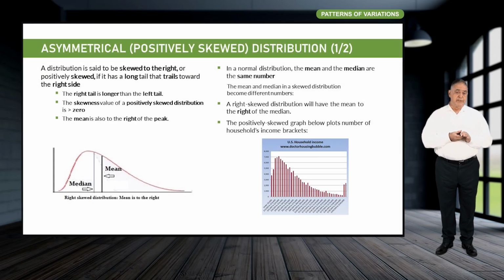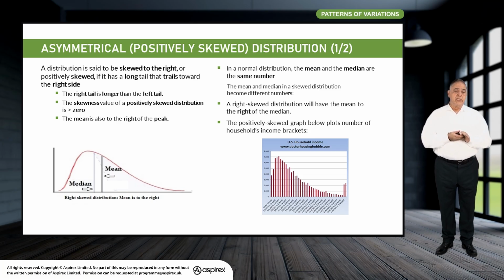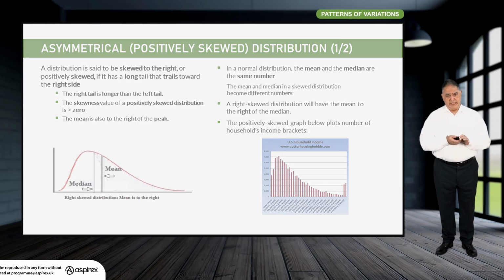Asymmetrical, positively skewed distributions. In this case, we see that the long tail goes towards the right-hand side. And again, we see that the location of the mean and the median is not coinciding. So mean and median have different values and different locations under the distribution curve. And in the right skew distribution, we will have the mean to the right of the median.